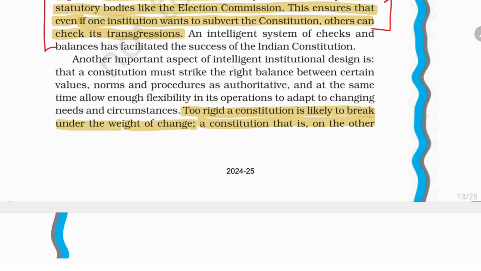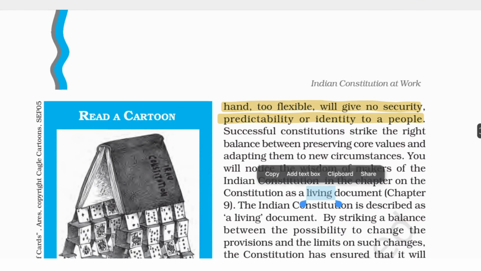Another important aspect of intelligent institutional design is that the constitution must strike the right balance between certain values, norms, and procedures as authoritative and at the same time allow enough flexibility in its operations to adapt to changing needs and circumstances. A constitution that is too rigid is likely to break under the weight of change. A constitution that is, on the other hand, too flexible will have no security, predictability, or identity to a people.